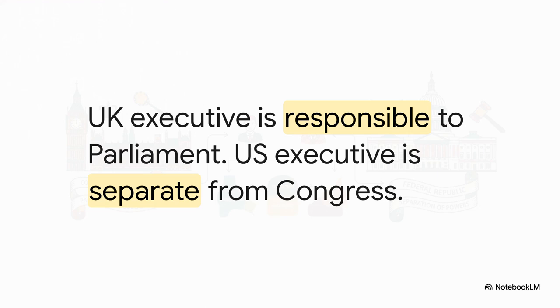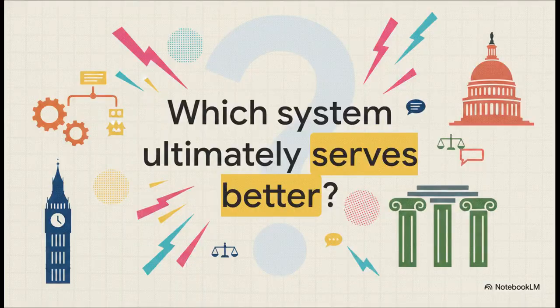The British prioritized an integrated, highly efficient pipeline of power where the majority rules. The Americans, however, prioritized a fragmented, highly scrutinized structure where ambition is forced to counteract ambition. Knowing the trade-offs we've mapped out today between the integrated, rapid efficiency of the British system and the strict, deliberate separation of powers in the American system, which one ultimately serves its people better? It's an incredible question, and one that political scientists are still arguing over today.